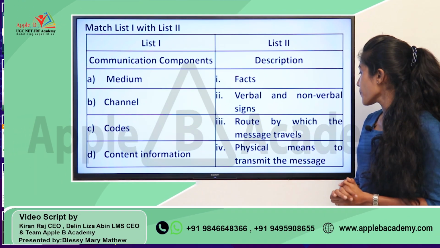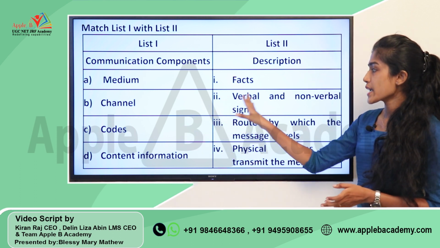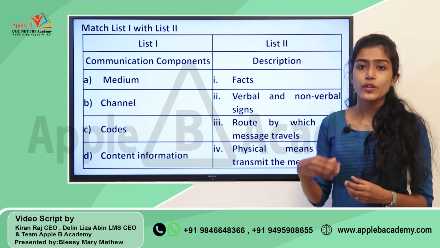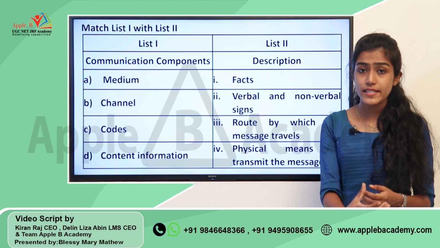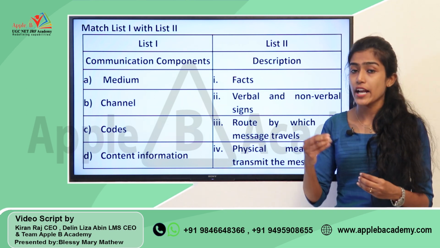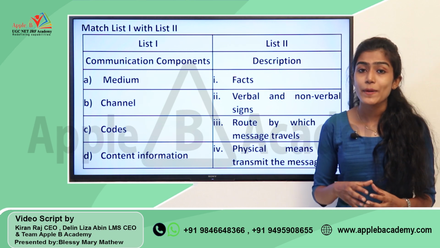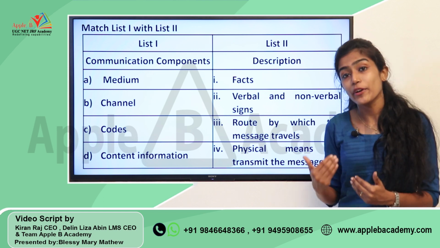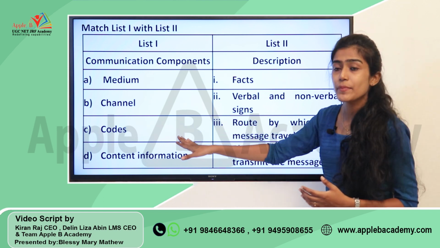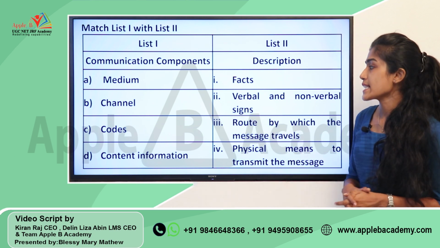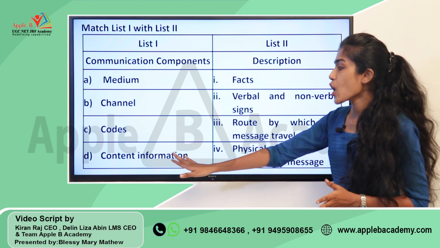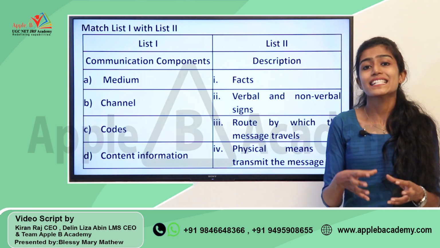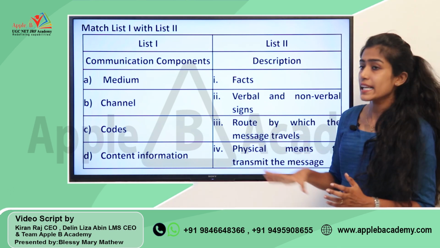Channel can be associated with the route by which the message travels, and codes can be associated with verbal and non-verbal signs. When we are in a communication, all these things are involved: the words that we use, and also the non-verbal signs, that means our body language, gestures, eye contact, eye movement. All these things are basically codes. That's why we call it the process of encoding and decoding, right? So code can be associated with verbal and non-verbal signs. So C can be associated with option 2, and content information, what you are sending through this message, the information carried by this particular message, is basically facts.